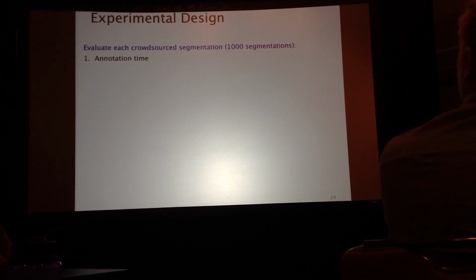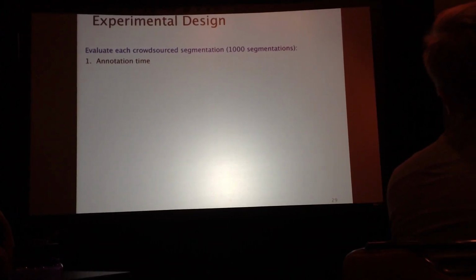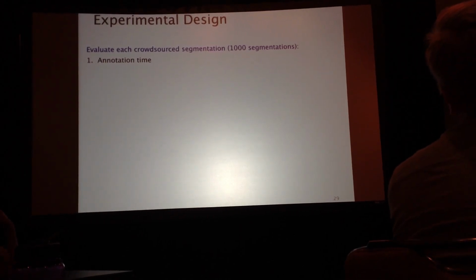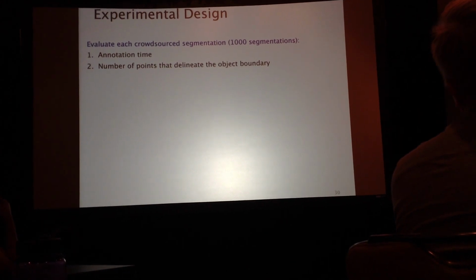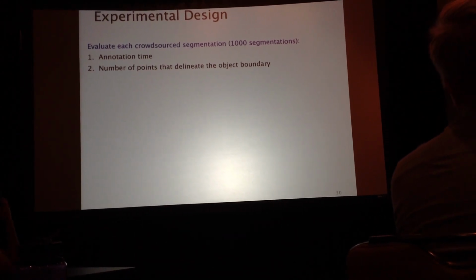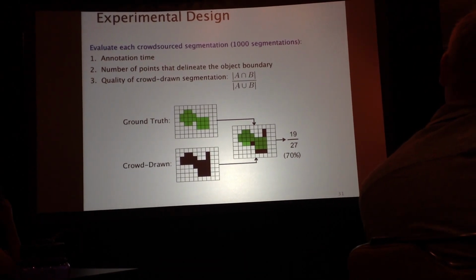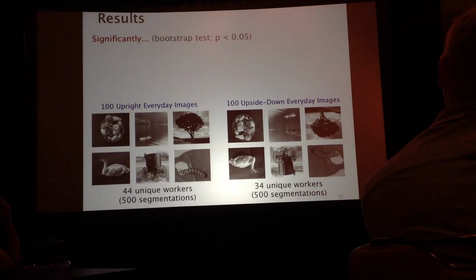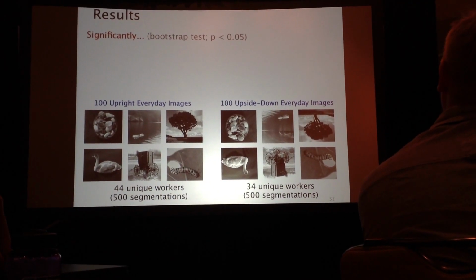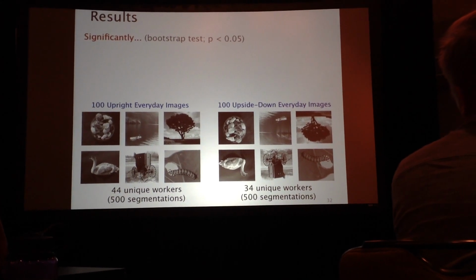Then to evaluate, for each of the crowdsourced segmentations, we looked at how much time it took the crowd worker to finish the boundary of the object, how many points the person used when clicking the boundary of the object, and we again used the same quality score that we had used before, looking at the intersection over the union. And what we found when we did significance testing to compare the results from the crowdsourced segmentations for the upright and upside-down images is as follows.